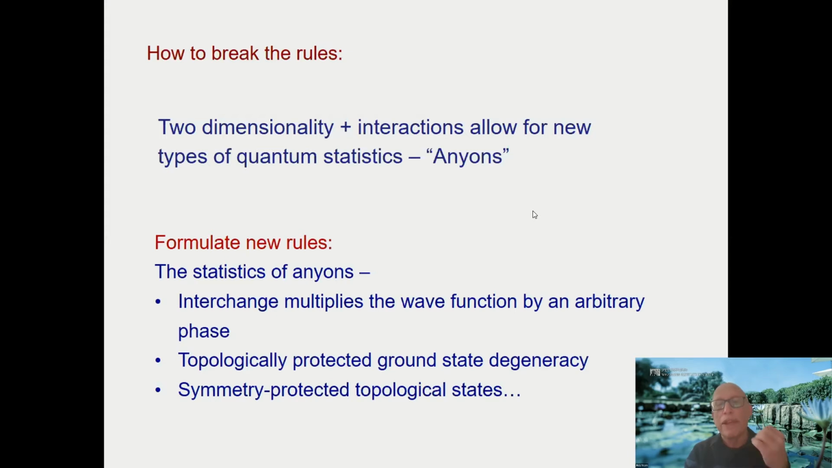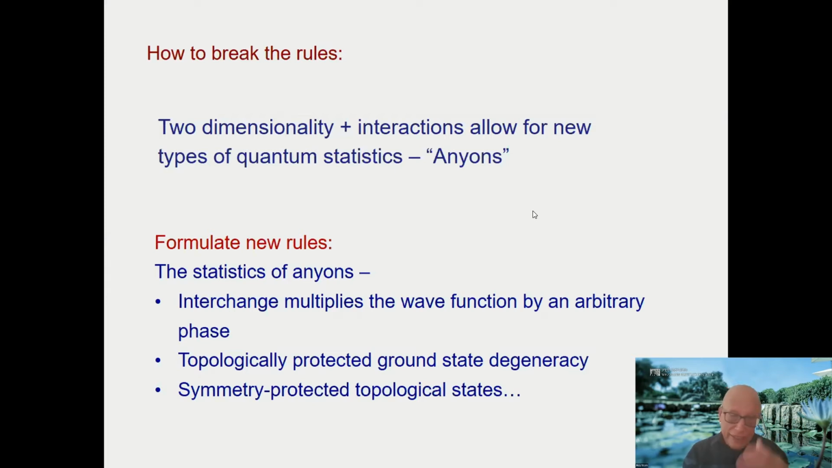So now that we understand that we can break these rules this way, we formulate a new set of rules. We try to understand what is the statistics of anyons. And we now understand that when you interchange two anyons, the wave function gets an arbitrary phase, not just minus or plus. We now understand that this leads to something called topologically protected ground state degeneracy, which is a ground state that's degenerate in energy, several ground states that are degenerate in energy, and this is a degeneracy that does not require symmetry or any special circumstances. It's generic to certain systems.